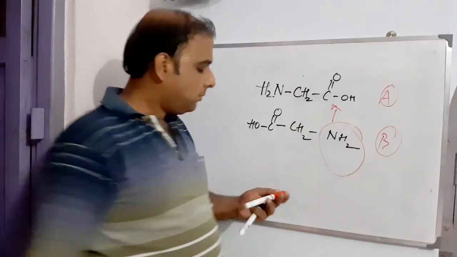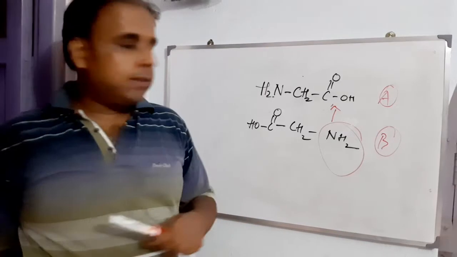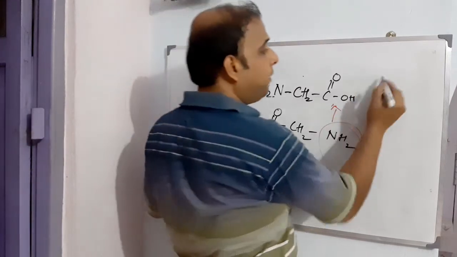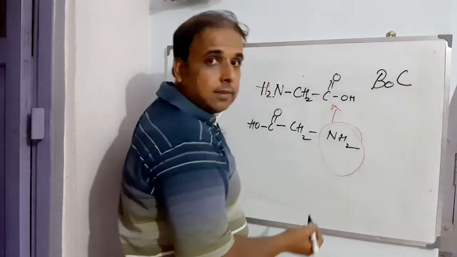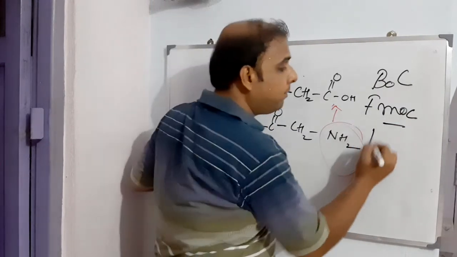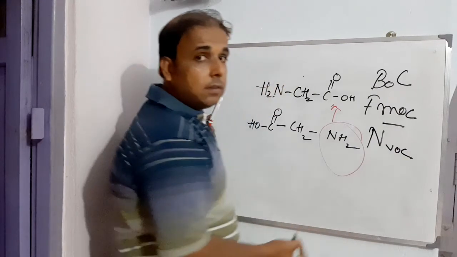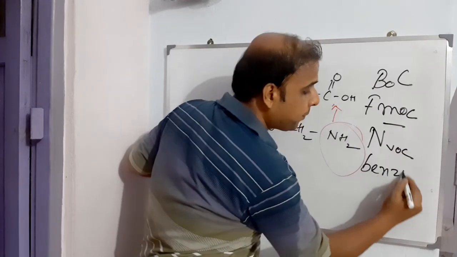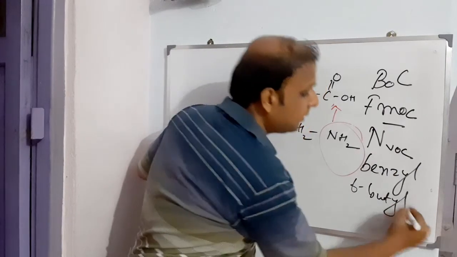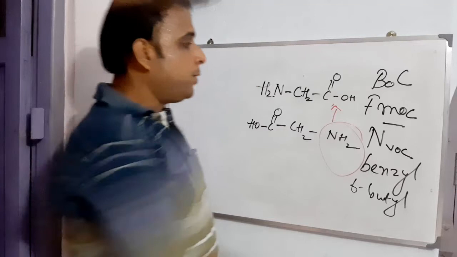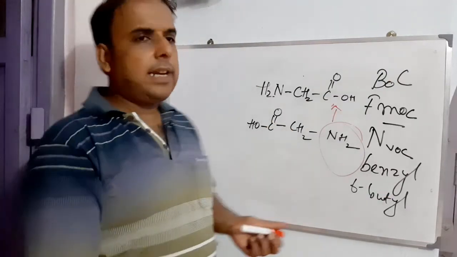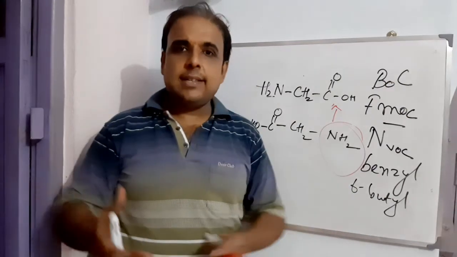The protecting agents which we are using are BOC, they can be FMOC, they can be NVOC, they can be even benzyl, they can be tertiary butyl as well. So these are the various protecting groups which are of use till now, in conventional and in combinatorial synthesis, either of the cases.